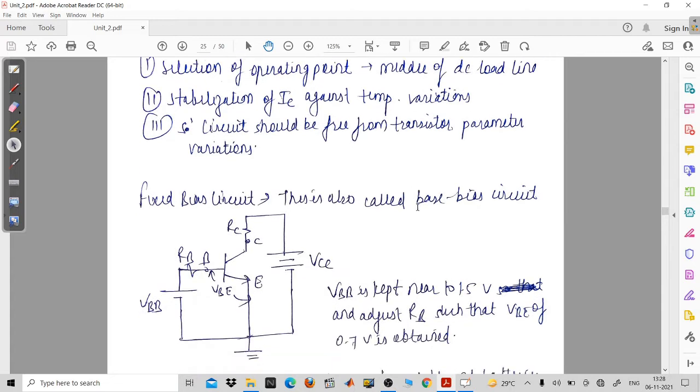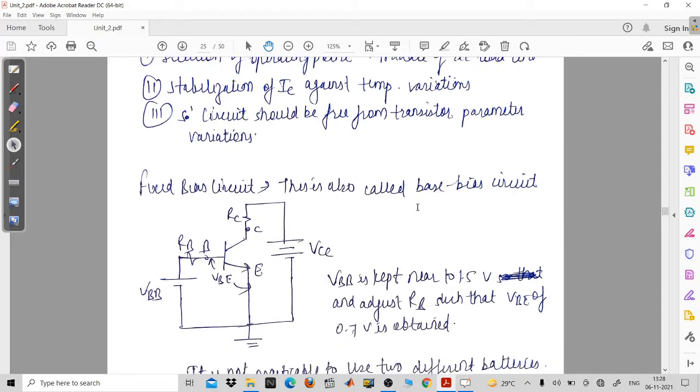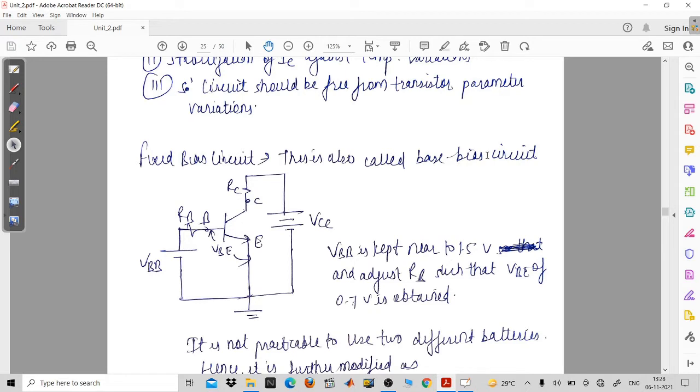So the first circuit which we are going to analyze is the fixed bias circuit. Now this is also called a base bias circuit. So why is it so? Because you have connected a resistance between the input battery and your base terminal. So now in this fixed bias circuit, you are having two different sources, that is VBB and VCC. VBB is applied to power your input port and VCC is applied to power the output port. Now this will make your base to emitter junction forward biased, and this VCC is going to make your collector to emitter junction reverse biased.